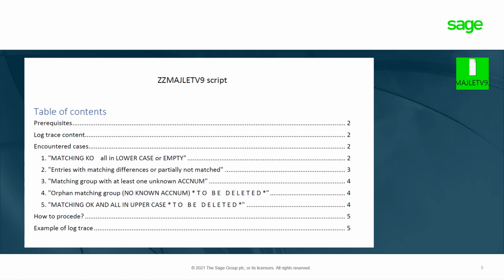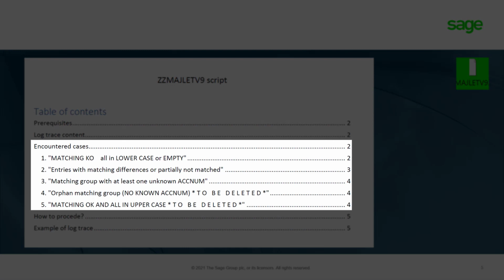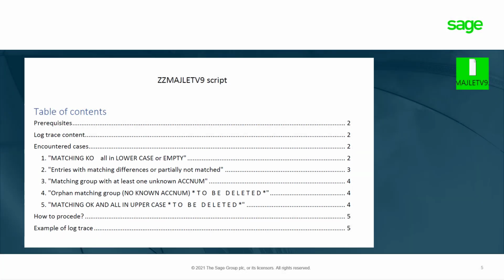It will then list the matching group stuck in the accounting task with a detail of the encountered anomalies through the log trace content. And the explanation of the messages that can be found in the log trace are explained in the encountered cases. I want to flag that this tool is only dedicated for exceptional cleanup and should not be used on a regular basis. If you would like a copy of this tool, then please log a new case with us on the case management portal so we can assist if needed.